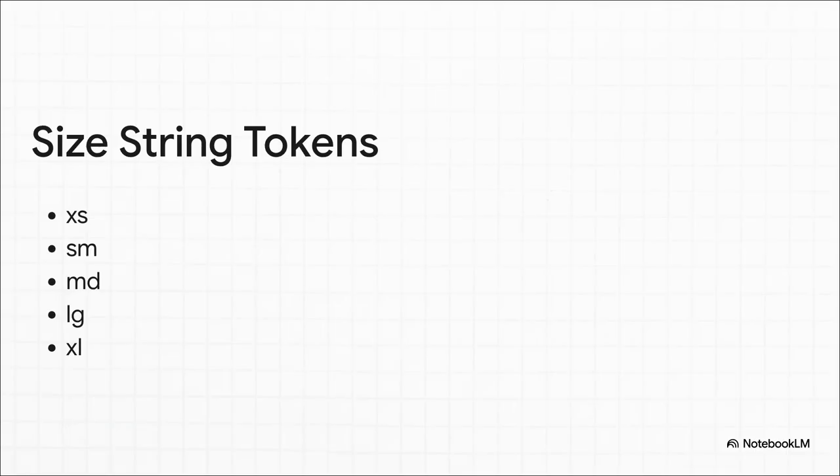So the key takeaway here is that you can use these exact 5-string tokens, XS, SM, MD, LG, and XL, to effortlessly scale your UI elements. Whether you're dropping an XS into a super compact data entry form or XL for a big touch-friendly kiosk interface, it's the exact same component. You just pop in the correct token and you're good to go.